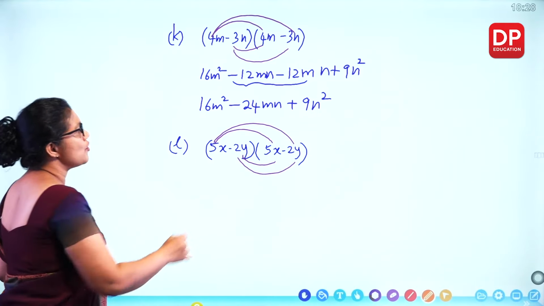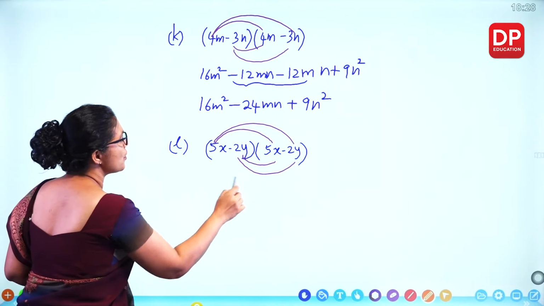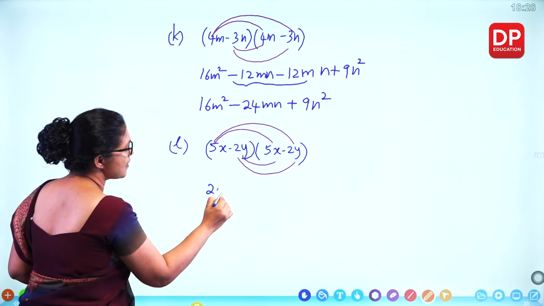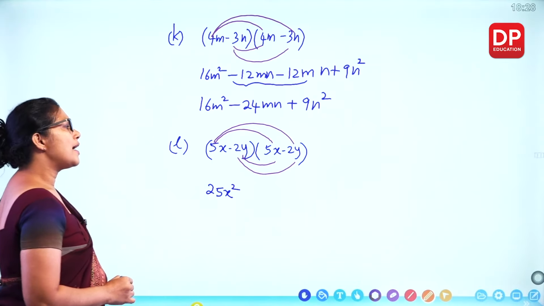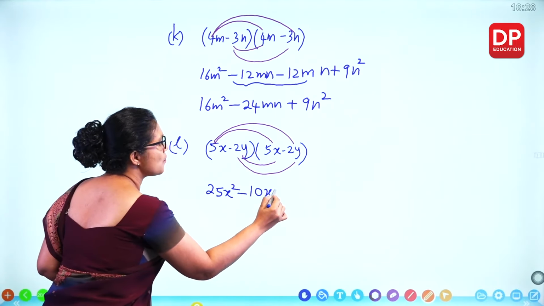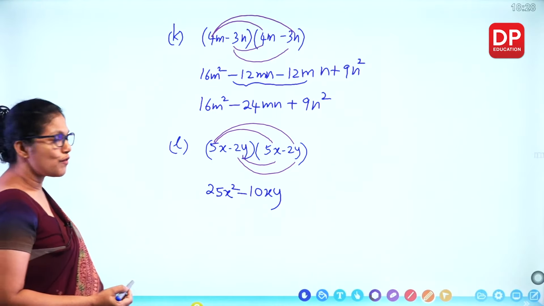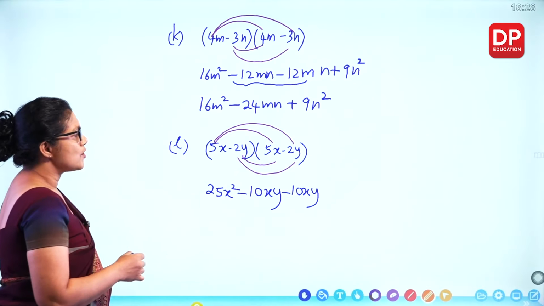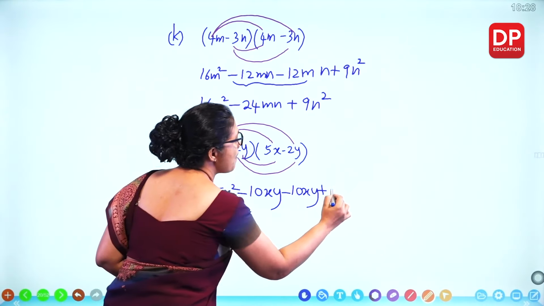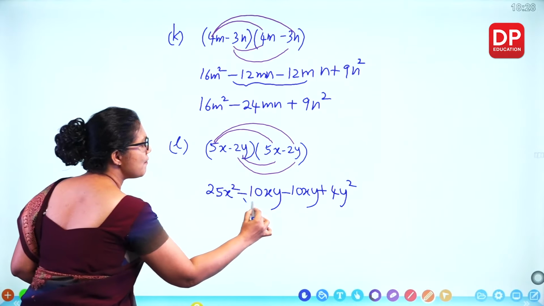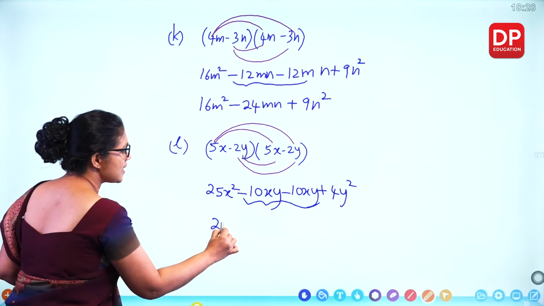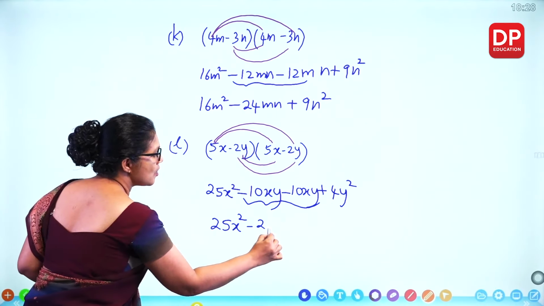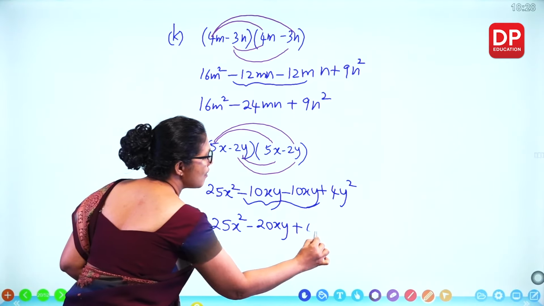What happens here? When you are multiplying, what you get? 5x and 5x, you get 25x squared. 5x and minus 2y, you get minus 10xy. Minus 2y into 5x, again you get minus 10xy or yx. Minus 2y into minus 2y becomes plus 4y squared. When you simplify the middle two terms, you get 25x squared minus 10 and minus 10 becomes minus 20xy plus 4y squared.